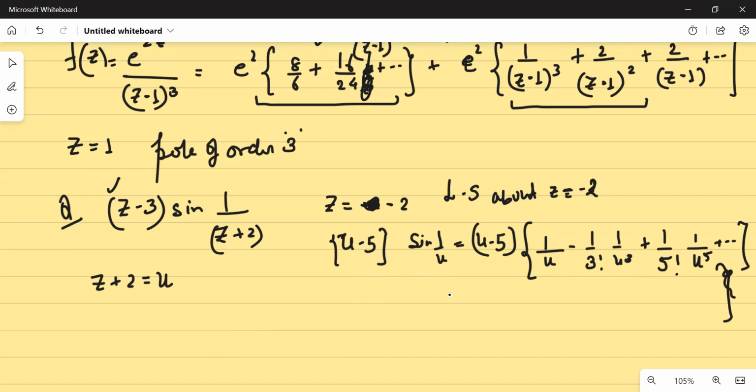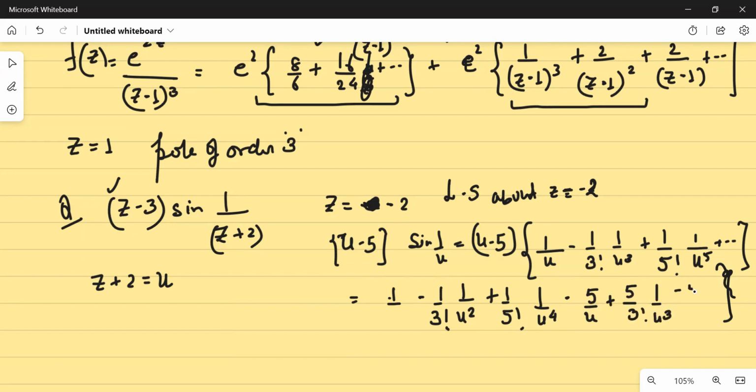ठीक है, और आप क्या कर सकते हैं, you can simply multiply the entire thing with u minus 5. So what you will get: 1 if you multiply with u, then you will get 1 upon 3 factorial 1 upon u square. Okay, then you will get 1 upon 5 factorial 1 upon u की power 4, then you will get minus 5 upon u, then you will get plus 5 upon 3 factorial 1 upon u cube, then you will get minus 5 upon 5 factorial 1 upon u की power 5. तो तुम देख सकते हो how many terms are there in the denominator.